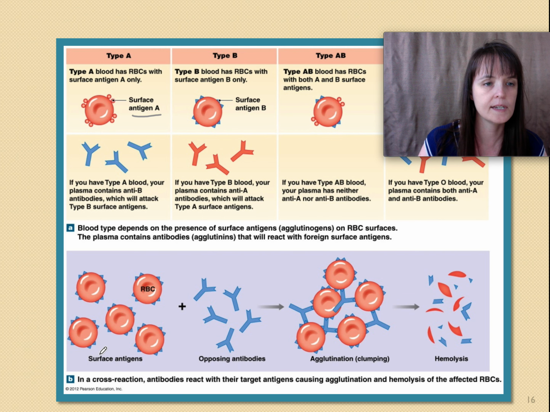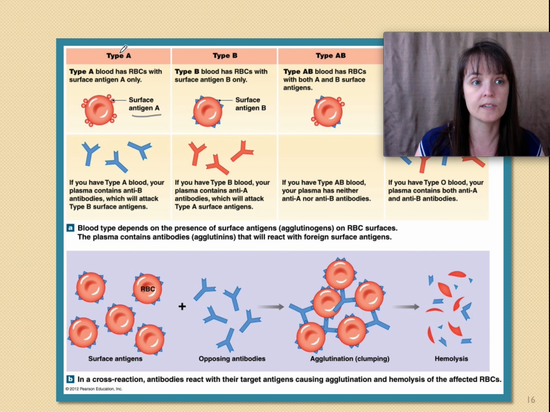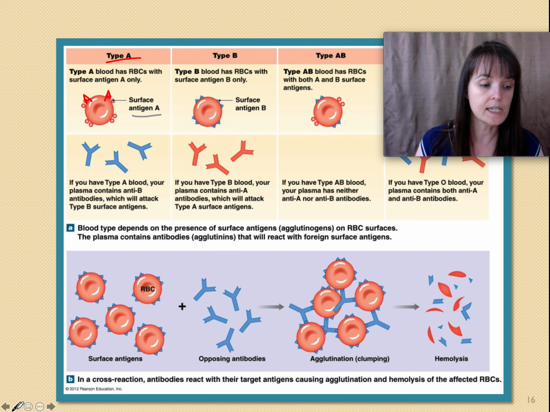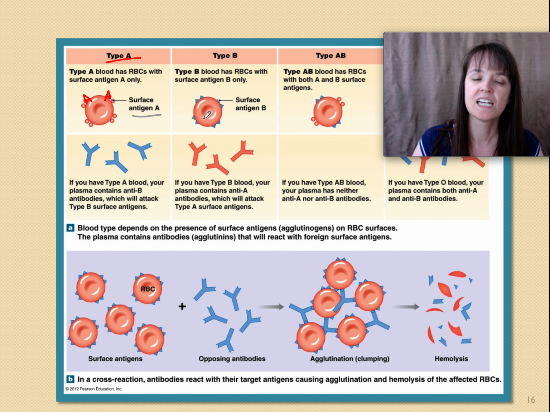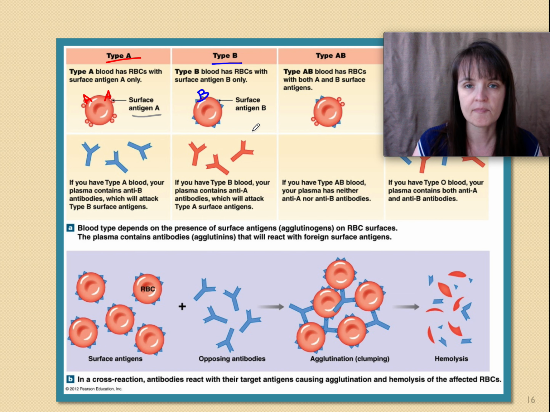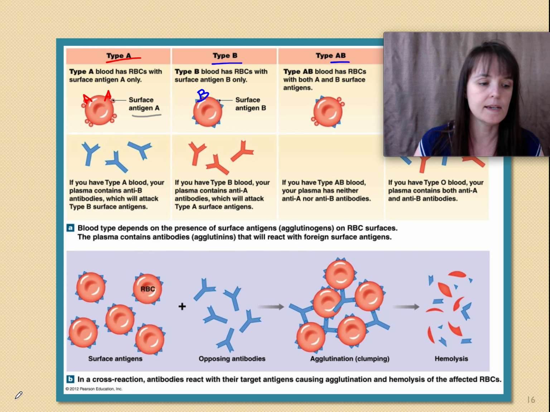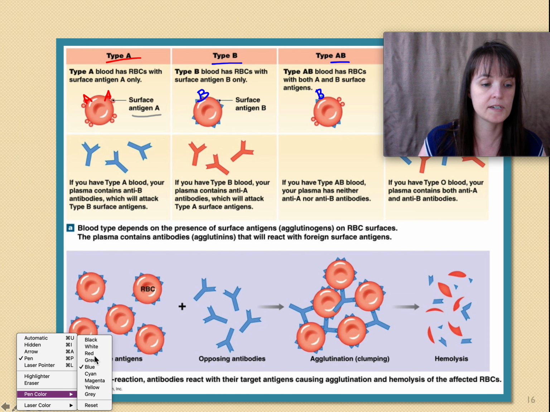So let's go with red here. The surface antigens in blood type A are little a surface antigens. And if you have blood type B, then your red blood cells make the B surface antigen. Now, if you are blood type AB, then your body makes both the B surface antigens and the A surface antigens.